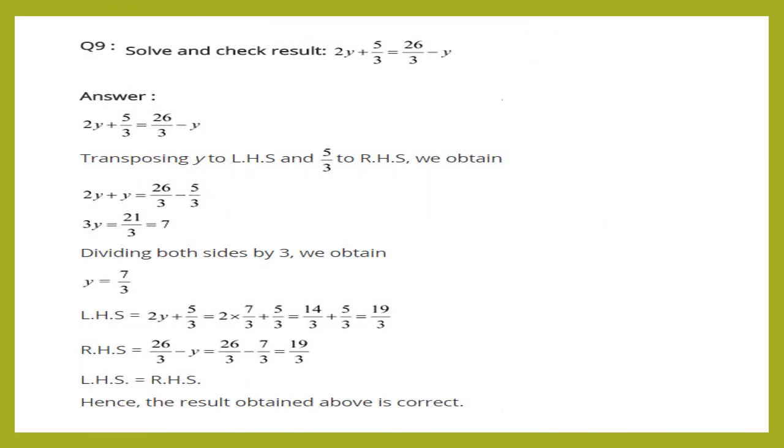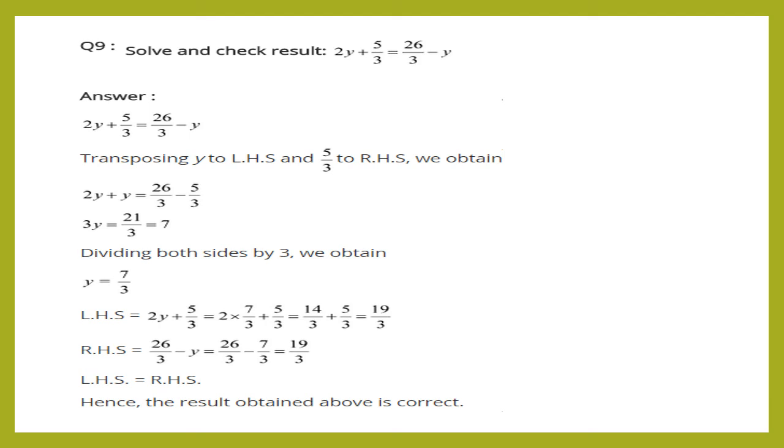The next question is 2y + 5/3 = 26/3 - y. Transposing -y to the LHS, it becomes 2y + y. On transposing +5/3 to this side, it becomes -5/3. So 2y + y = 26/3 - 5/3. Write down the 26/3 as it is. If we transpose this +5/3 to this side, it becomes -5/3.